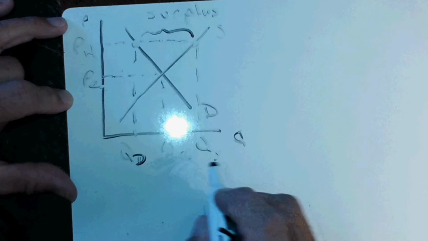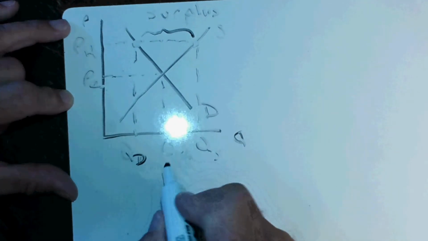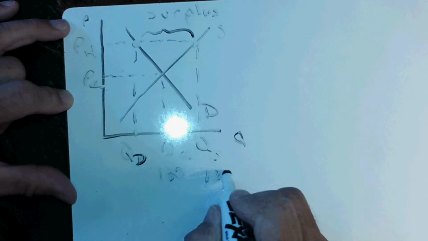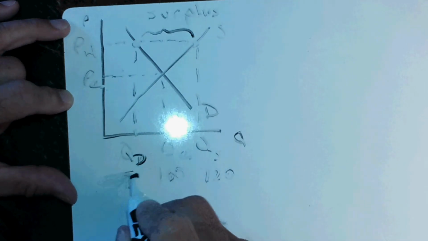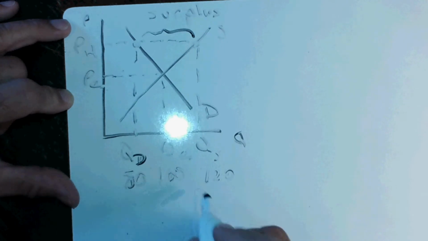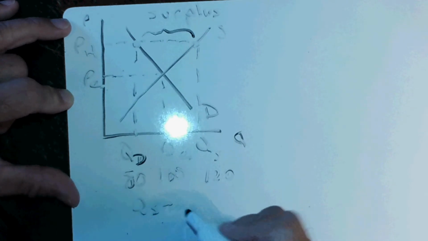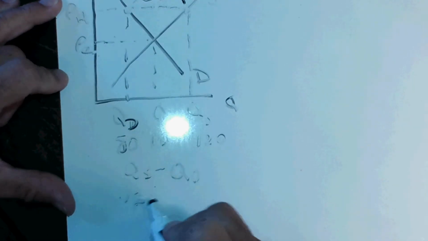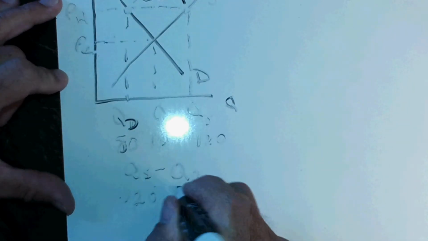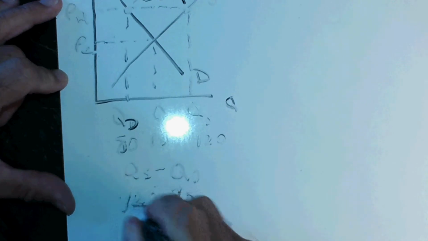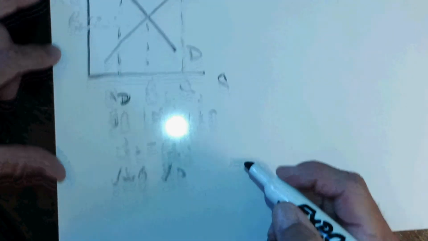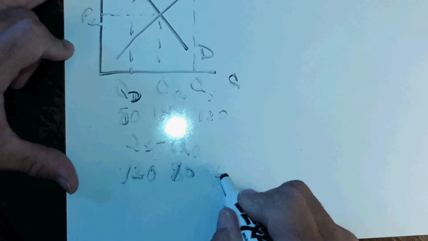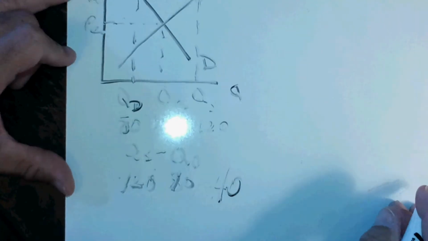If originally the equilibrium quantity was 100, perhaps now the quantity supplied will be 120, and the quantity demanded will be 80. That would give us a surplus of quantity supplied minus quantity demanded, 120 minus 80. That would give us a surplus of 40. 40 too much would be produced.